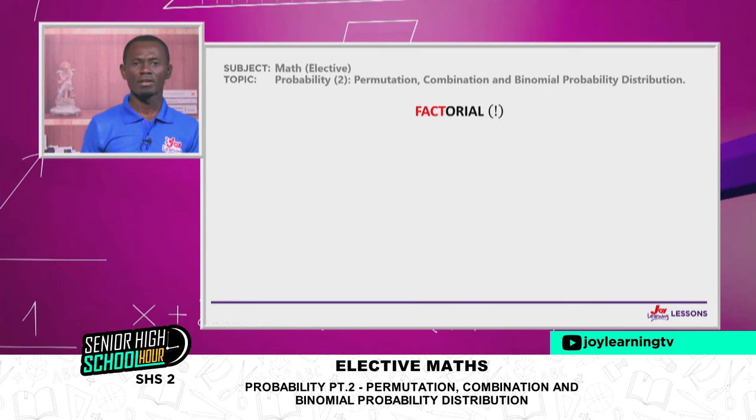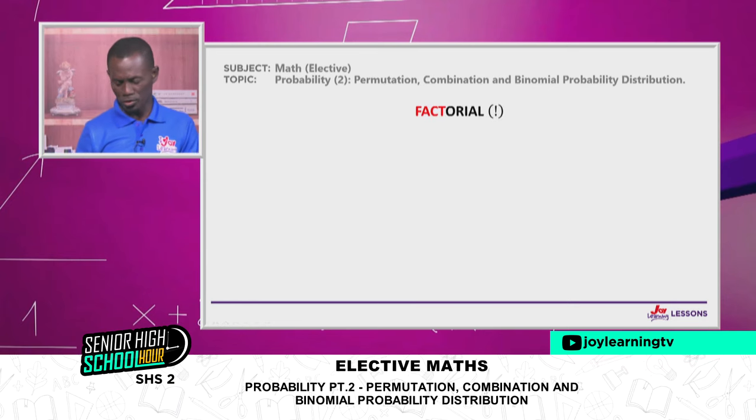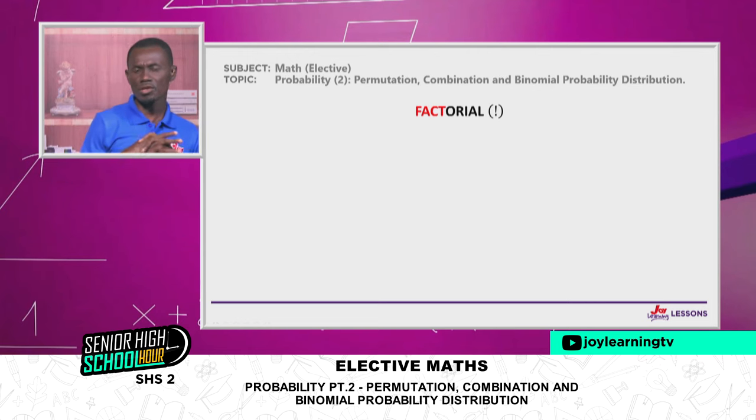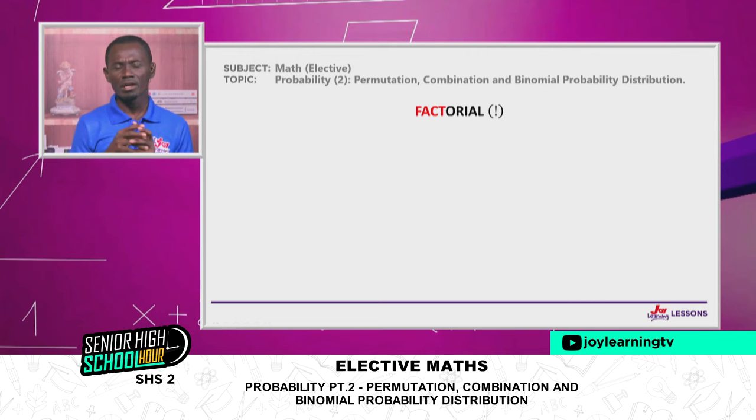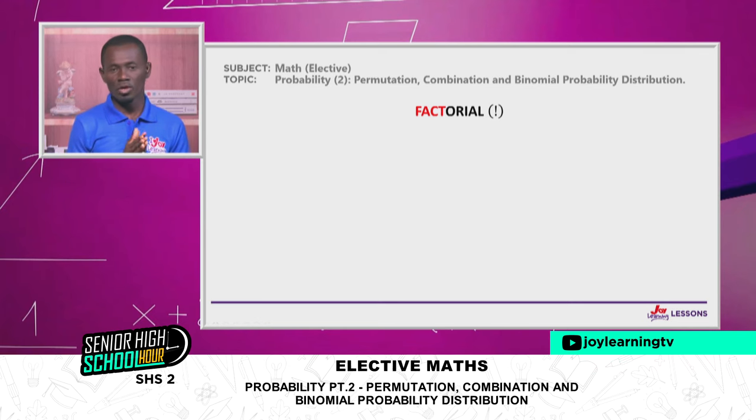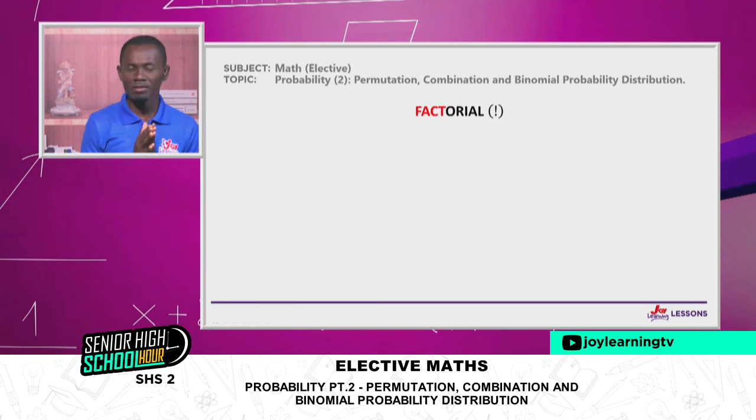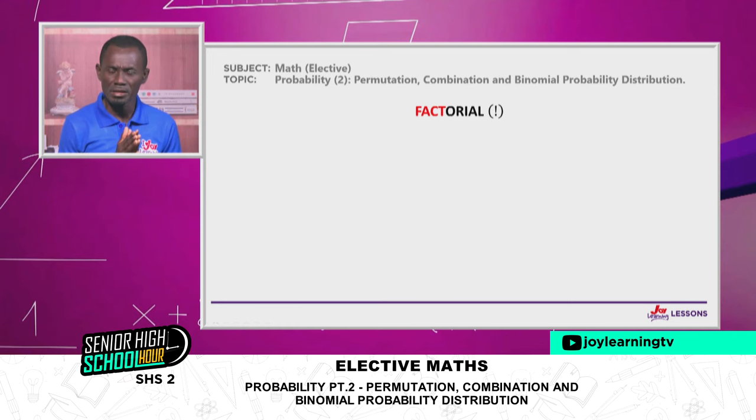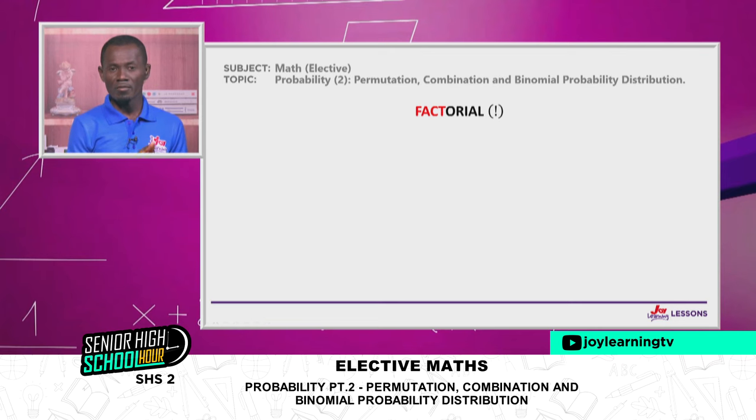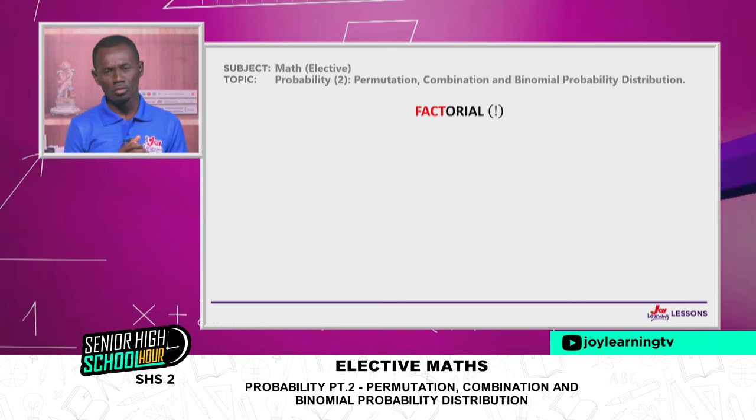All right, first concept, the factorial. What is the factorial? You notice on your screen, we have a symbol, the exclamation mark. Well, it's one of the symbols we use in math. And what does it mean? We call it the factorial. Well, you probably remember factor. So what is the factorial?